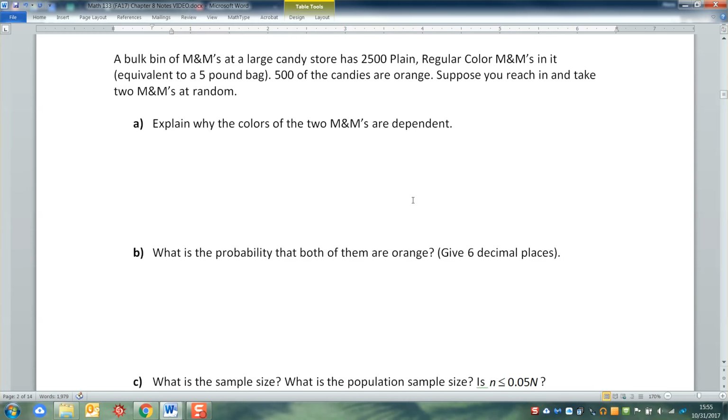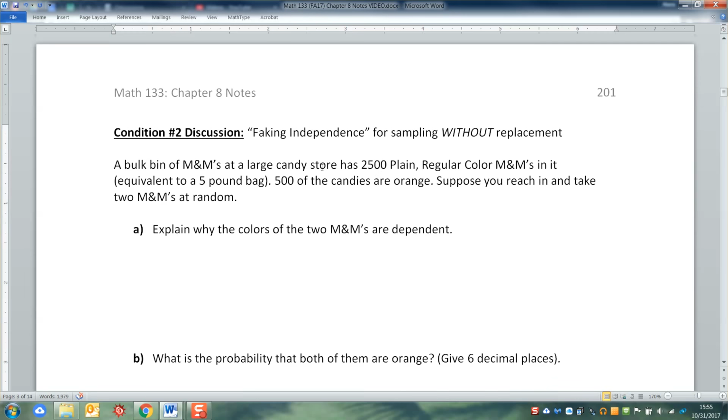Let's look at our example. So suppose you have a bulk bin at a large candy store, and it has 2,500 plain regular color M&Ms. So you've walked by them in the bulk aisle occasionally. You see that giant bin full of M&Ms and you think, who's going to notice if I just take a couple and pop them in my mouth?